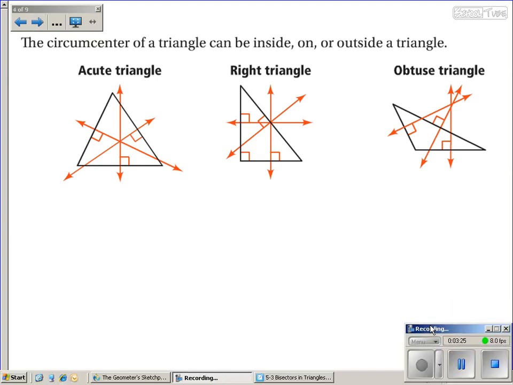Also, like I mentioned before, the circumcenter can be inside the triangle when it's an acute triangle. It'll be on the triangle when it's a right triangle, and outside the triangle when it's an obtuse triangle.